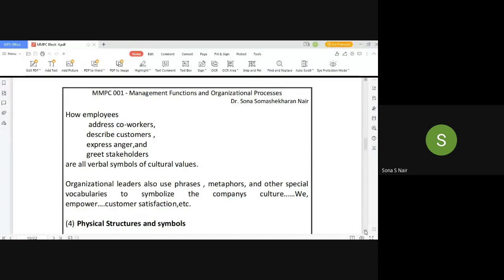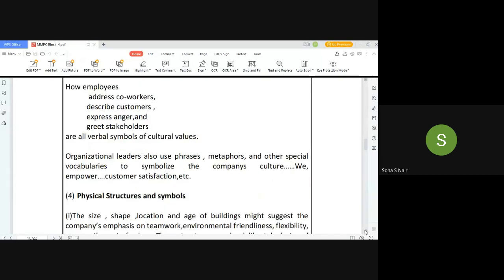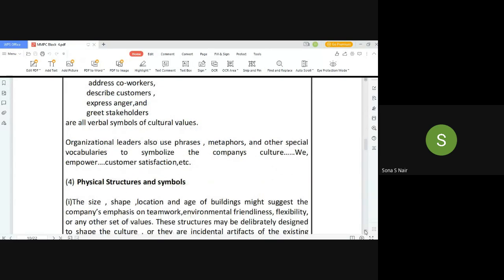For example, if the leader always uses the term we, or empowerment, or customer satisfaction, what are the employees going to imbibe? We talks of teamwork. Empowerment talks of empowerment of the employees. Customer satisfaction tells them that customers are most important, and somehow, directly, indirectly, consciously, subconsciously, these values are instilled in the employees. And that is how the culture of the place comes into being. We can understand the culture, and even the culture is built like that.